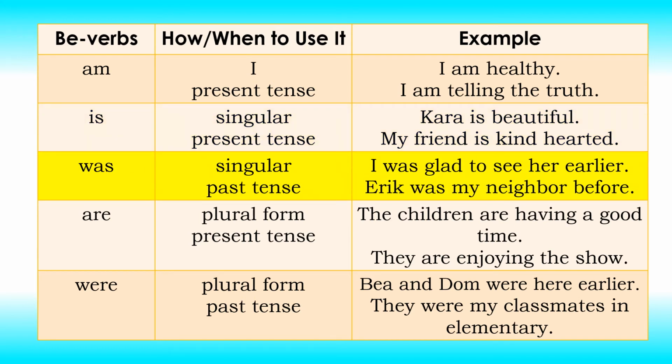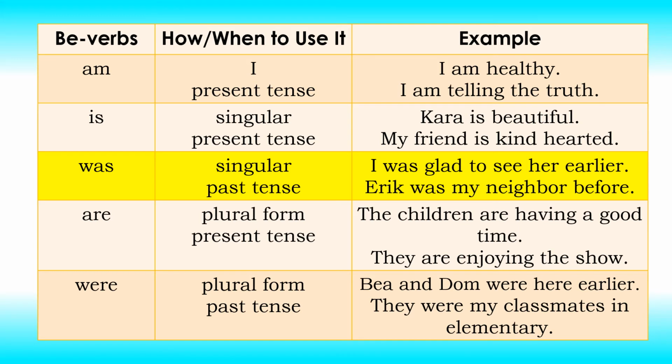Was. Was is to be used when the subject is singular but in the past tense. That is, the action was already done. Example: I was glad to see her earlier. Eric was my neighbor before. So you have the words earlier and before to indicate that the action was already done.